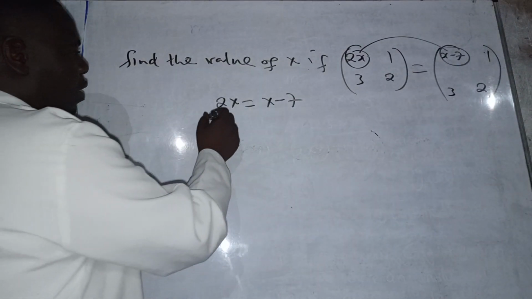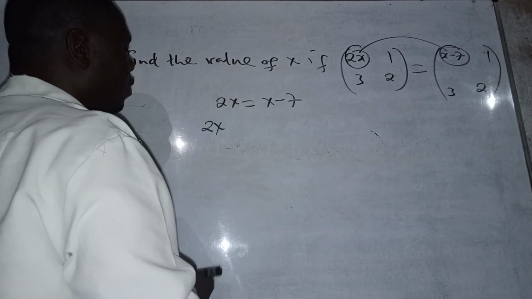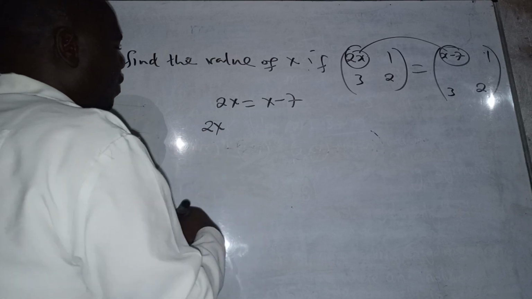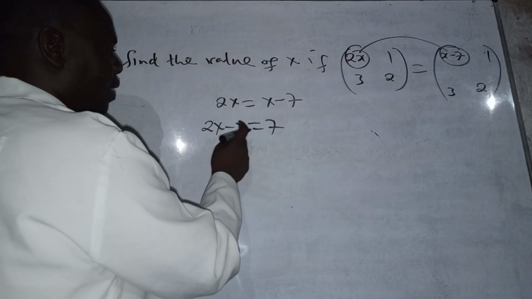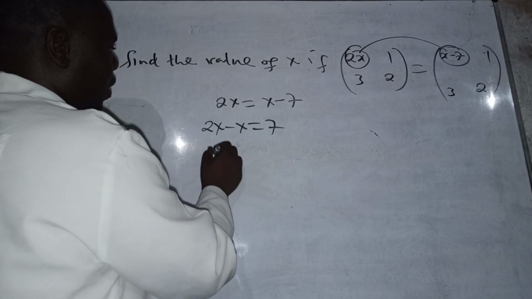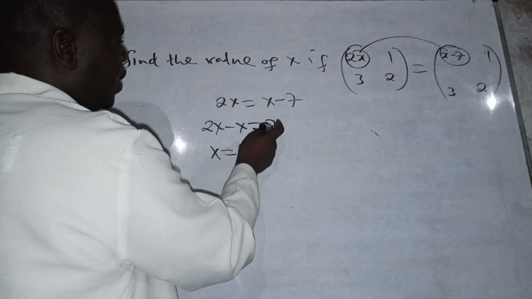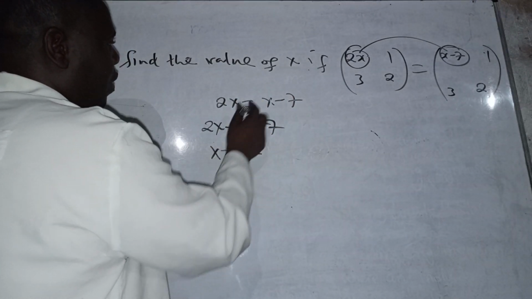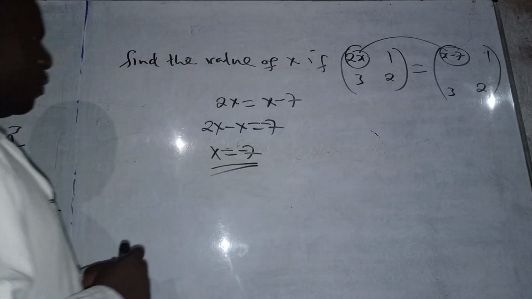So 2x, this x will come to the left hand side to be negative x, and this is equal to negative 7. So 2x minus x to be x is equal to negative 7. This negative 7, this one will come here and be negative. So the answer will be x is equal to negative 7.